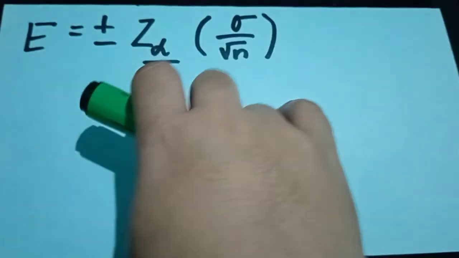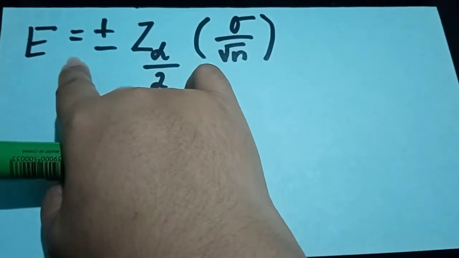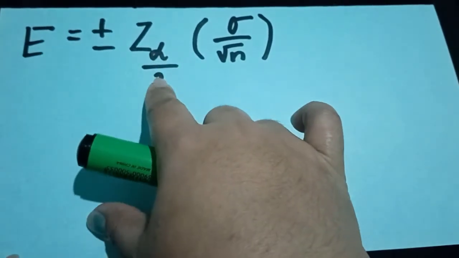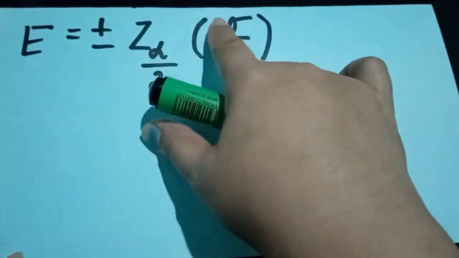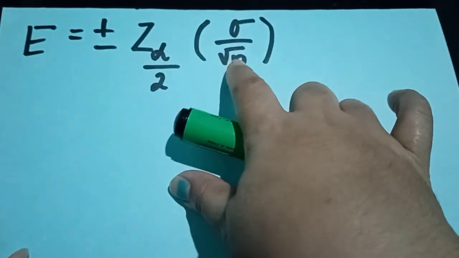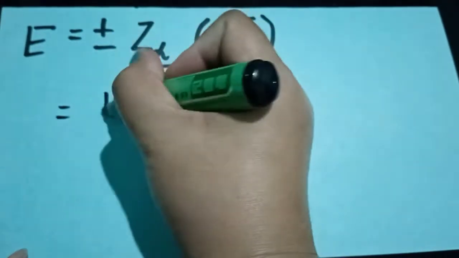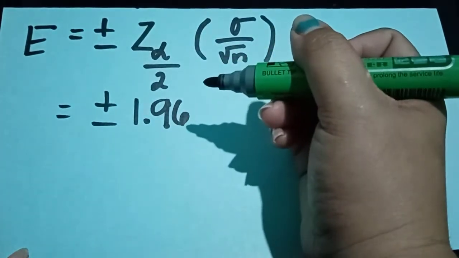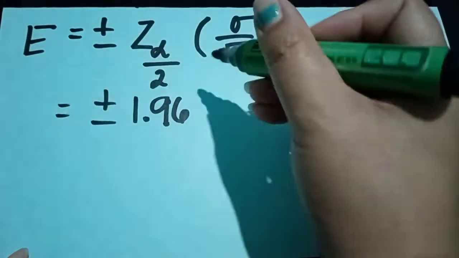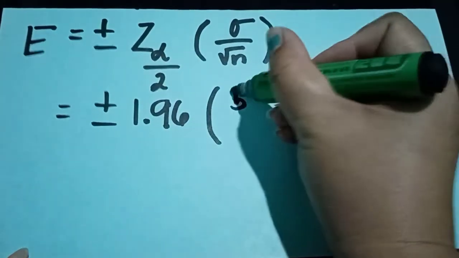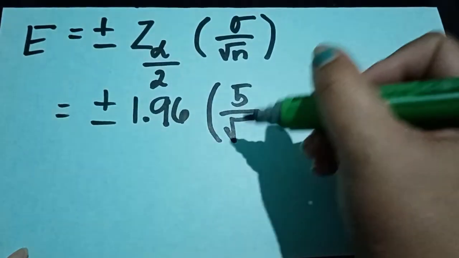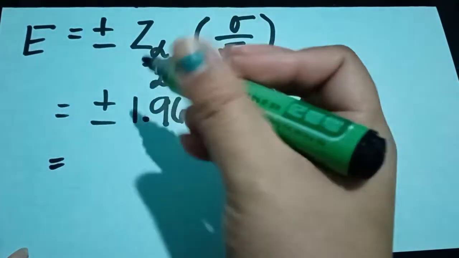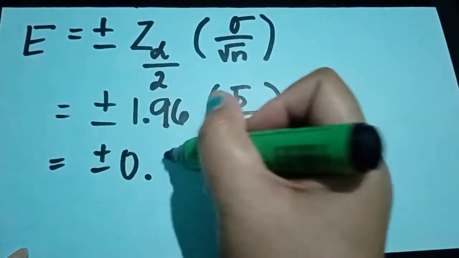The formula that we are going to use is: the margin of error is equal to plus or minus the critical value, wherein you have alpha over 2, multiplied by the standard deviation all over the square root of n. So we all know that we have here plus or minus 1.96 since we have the 95% confidence level, multiplied by 5 as our standard deviation all over the square root of 100. Of course, that is your sample size.